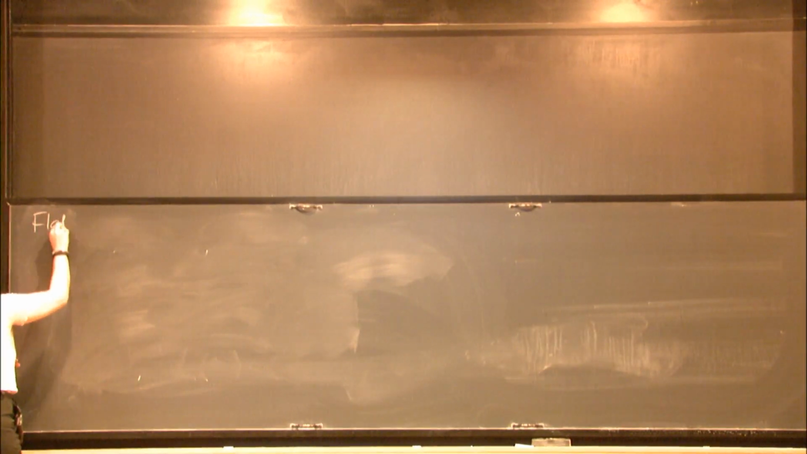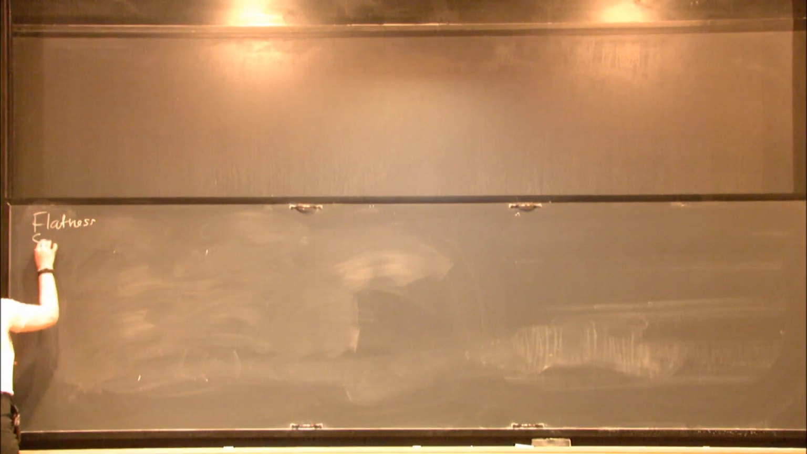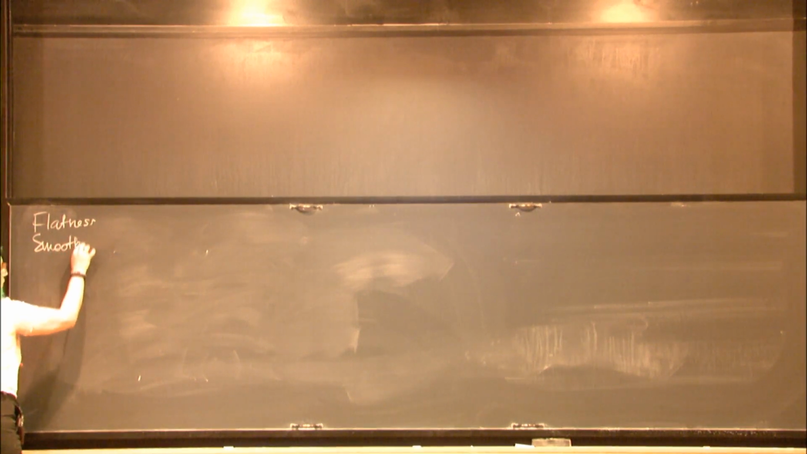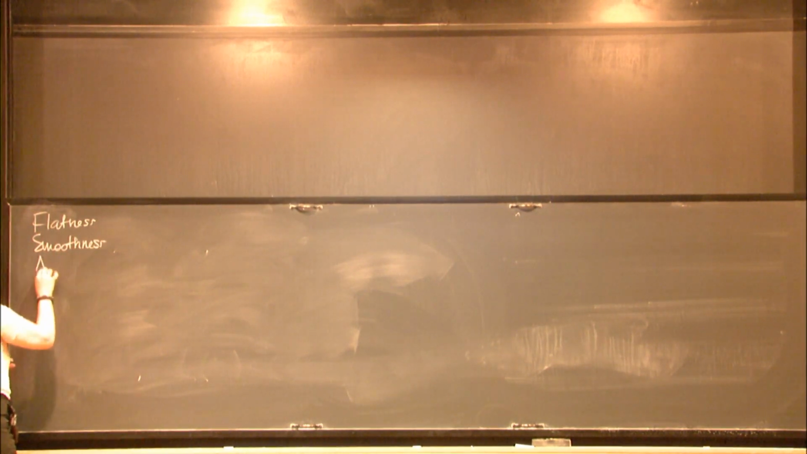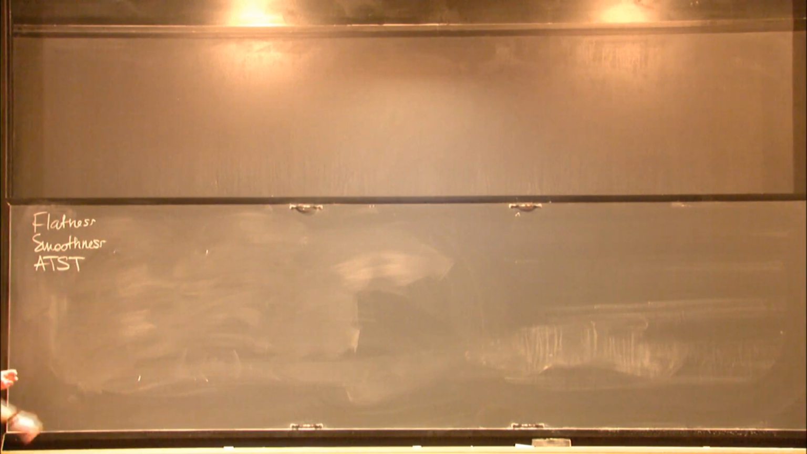All right. Thank you. So my title is three parts. There is flatness, there is smoothness, and there is the Analyst's Traveling Salesman Theorem, which I will always write as AT-AST for timing reasons.